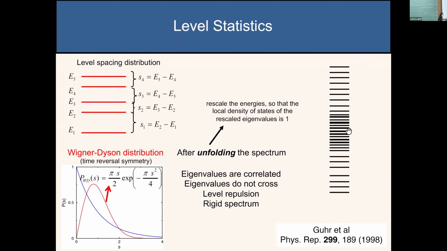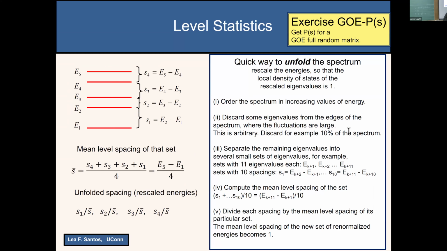There was another question. Why do we just form smaller sets and then put the eigenvalues in those, like 10 sets? I was doing that because it's an easy way to guarantee that the mean level spacing will be 1 locally for each one of these sets.